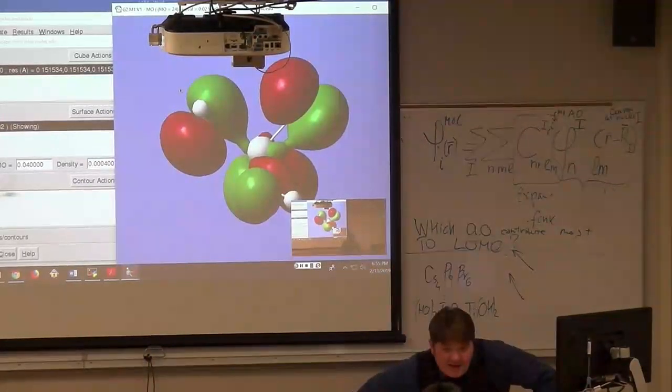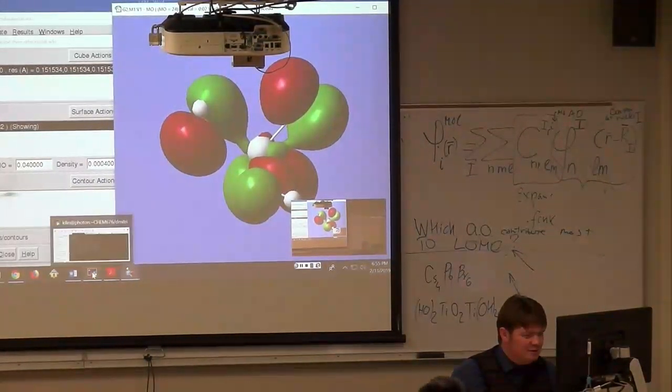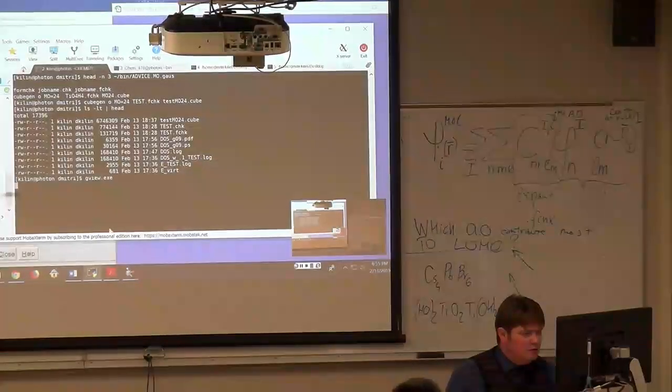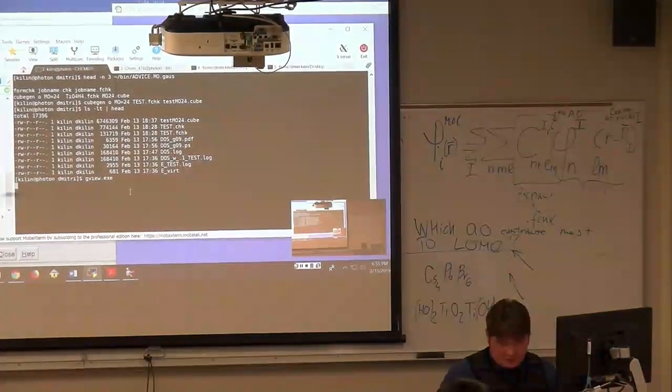Okay, I'm going to do the same and try to put other orbitals. Which orbitals did you want us to do again? The 5 lowest unoccupied orbitals: LUMO, LUMO plus 1, plus 2, plus 3, plus 4. Okay.